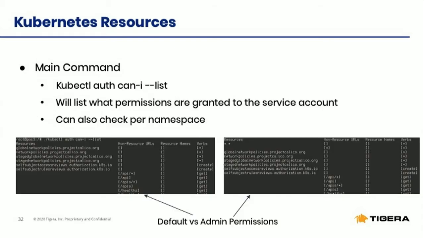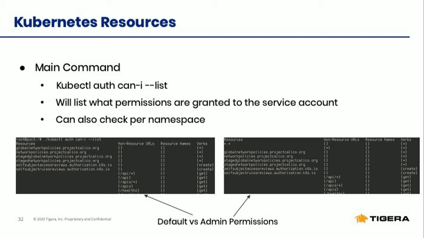So the main command to use is kubectl auth can-i --list. This will give you all the permissions of what the service account has. You can also check it for a namespace, because a lot of times what people usually like to do is have specific permissions or roles per namespace.